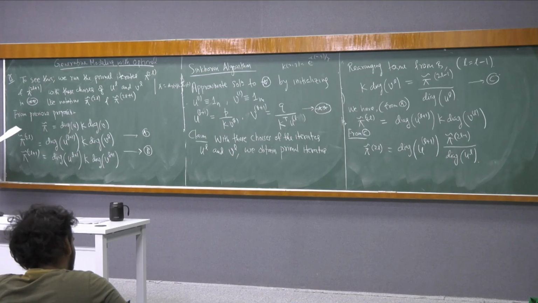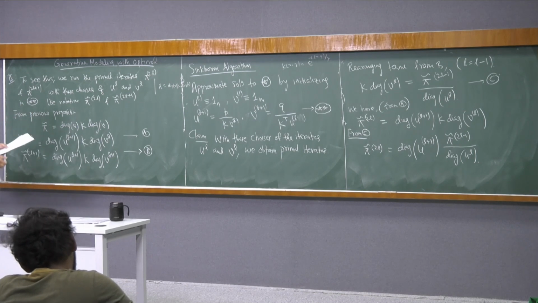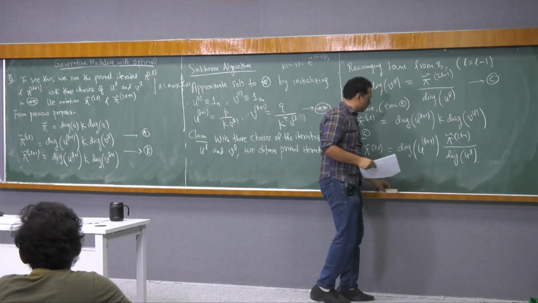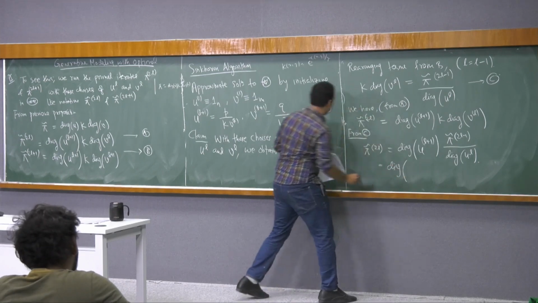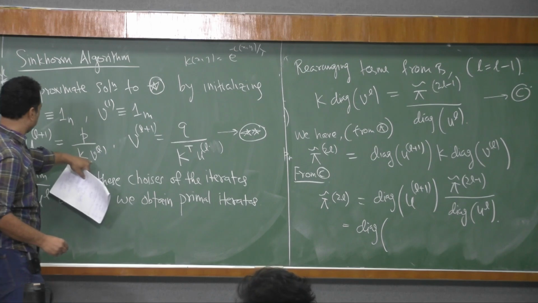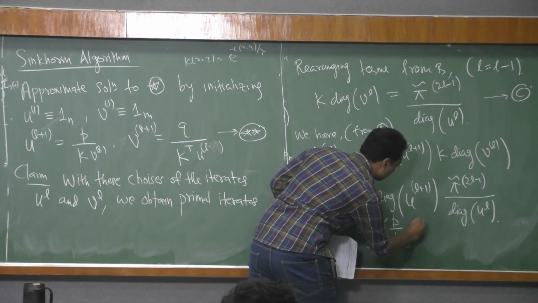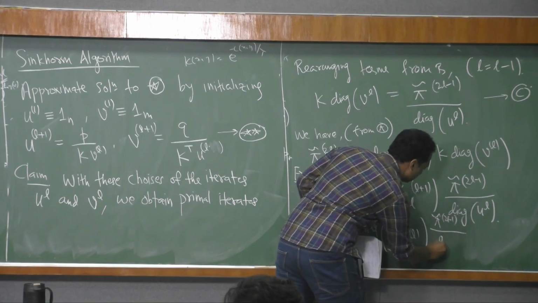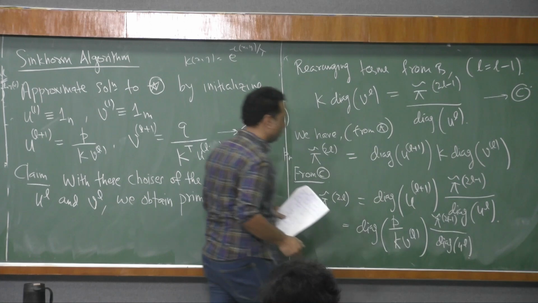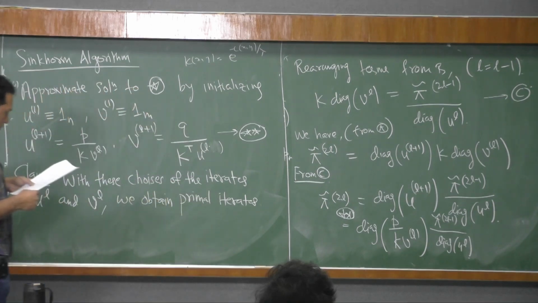We can also do a substitution for u_{L+1} from here, which is P by K v_L. So I can also do it right here. So this is diag of, now u_{L+1} is P by K v_L, and then everything else, pi tilde_{2L-1} by diag of u_L. This came from star, double star. So we have this now.